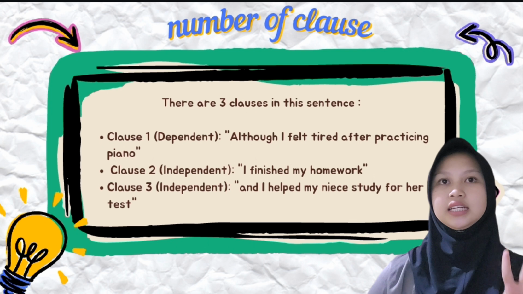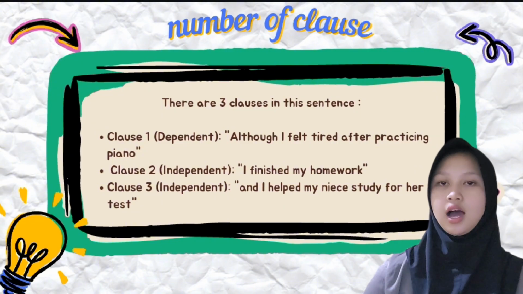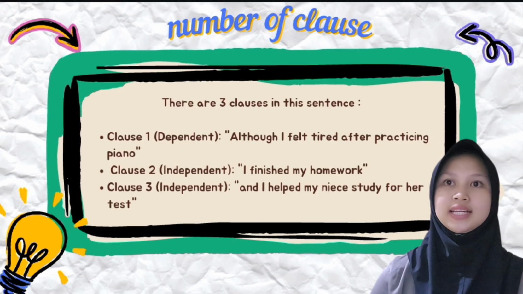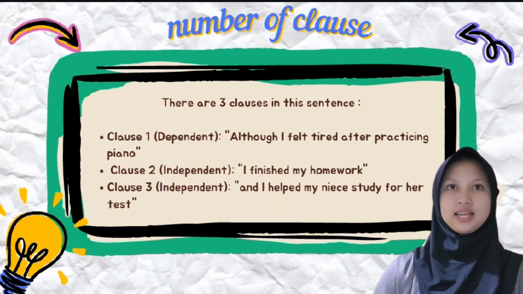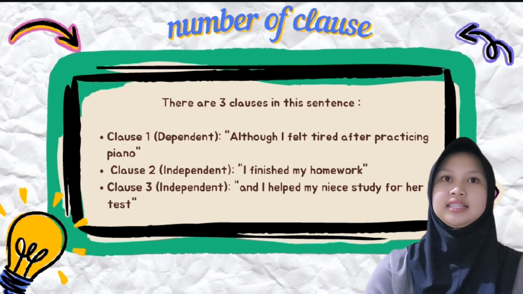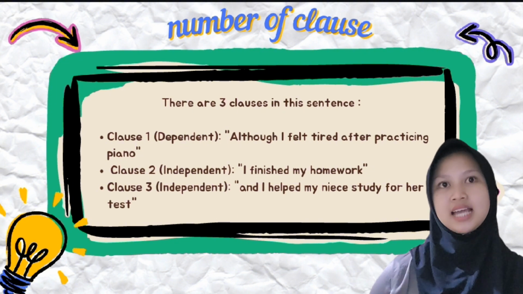There are three clauses in total. The first clause is, although I felt tired after practicing piano. This is a dependent clause because it begins with the subordinating conjunction although and cannot stand alone as a complete sentence. The second clause is I finished my homework. This is an independent clause because it contains a complete subject and predicate and can stand alone.